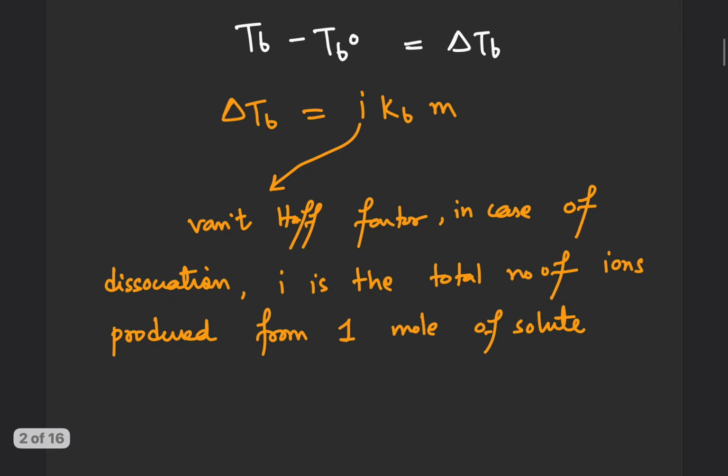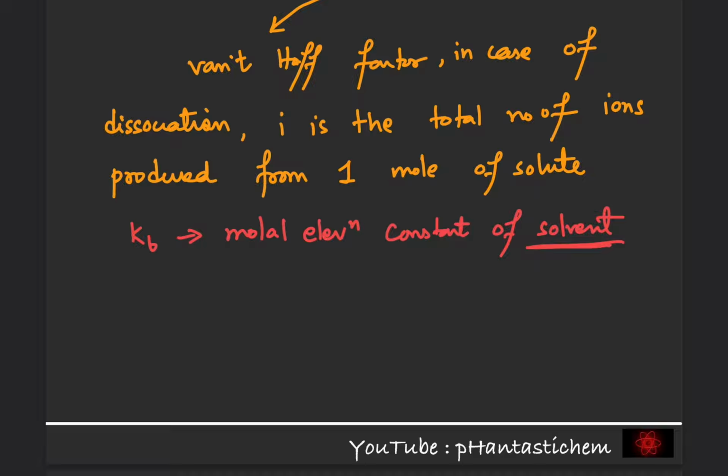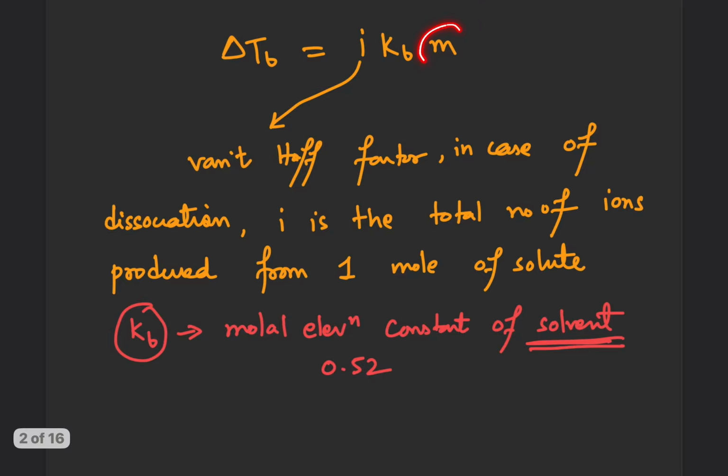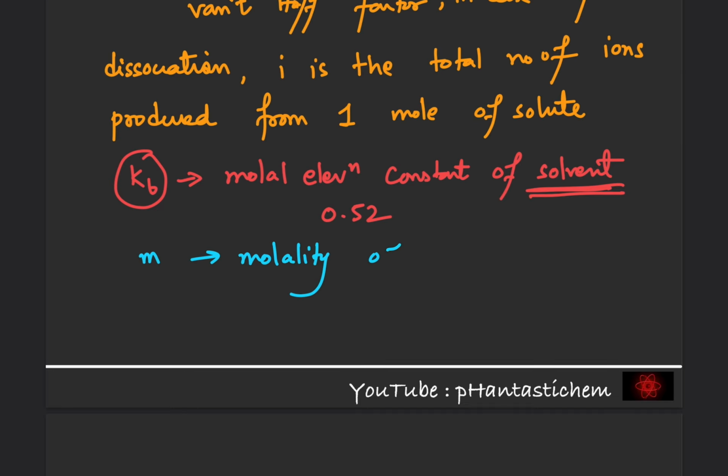Then we have this KB. KB is the molar elevation constant of the solvent. This is very important. In this question we have taken aqueous solutions, so the KB value will be the same for all of them because the solvent is the same, and for water it is 0.52. And this small m is the molality of the solution.